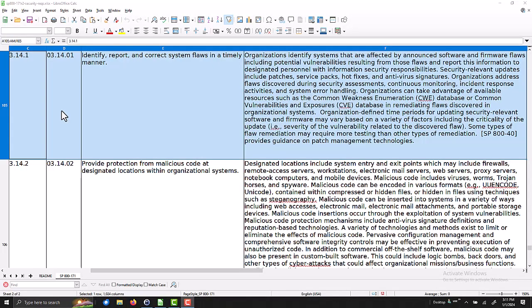So if you look over here again, it says organizations identify systems that are affected by announced software and firmware flaws, including potential vulnerabilities resulting from these flaws, and to report this information to designated personnel with information security responsibilities. It goes on, it talks about the CWE, CVEs, the Common Vulnerabilities and Exposures database. It's a good idea to get on some kind of regular mailing list for cybersecurity. NIST has one. There's a bunch of organizations out there that'll send you news about all the latest CVEs and other critical vulnerabilities that are out there, both ones that are being exploited and ones that are not yet being exploited but could be. It's good to stay abreast of the news, right?